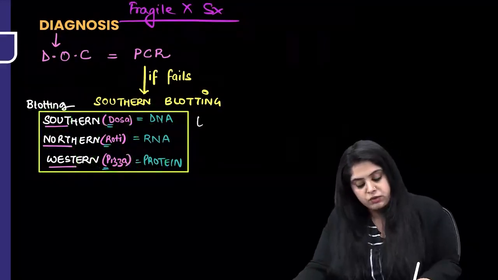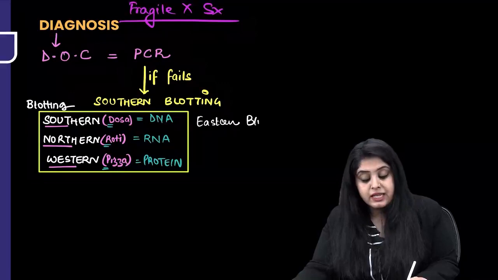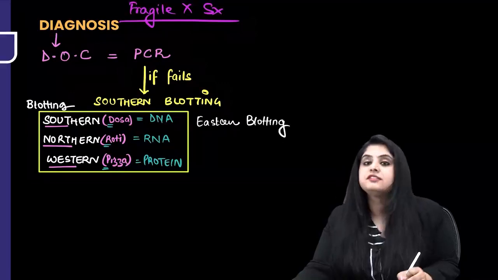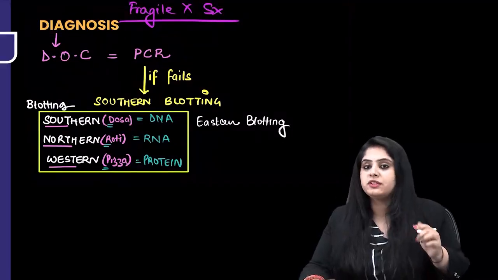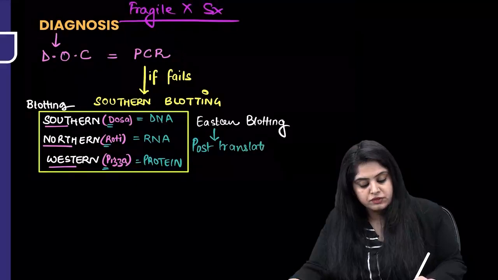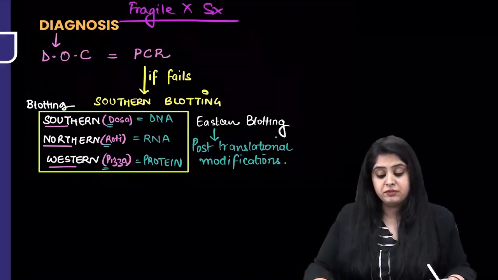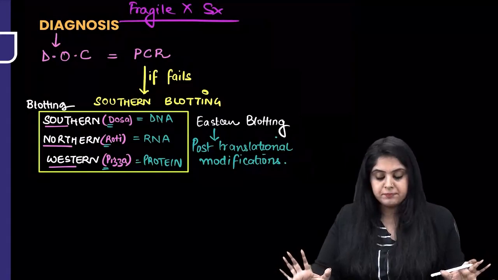You will say, ma'am, why are you ignoring the East? Not a very common question, but I want to tell you that Eastern blotting exists. There is an Eastern blotting which no one reads. This I want all the Central Institute exam aspirants to know. This is going to detect all the post-translational modifications. That is going to be done by Eastern blotting. So something very hi-fi is kept for Eastern blotting.